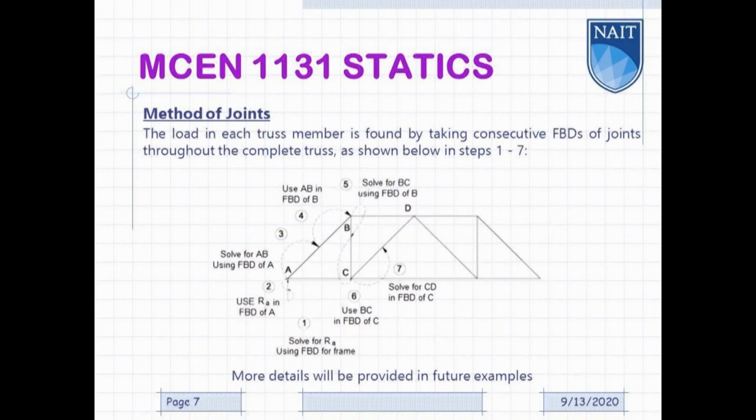The load in each truss member is found by taking consecutive free body diagrams of joints throughout the complete truss. This is shown in the figure below in steps 1 through 7. Take some time and review each step, though note that more detail will be provided in future examples.